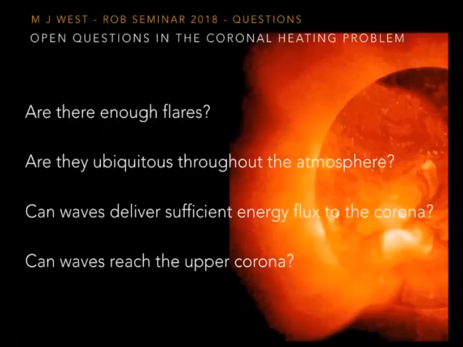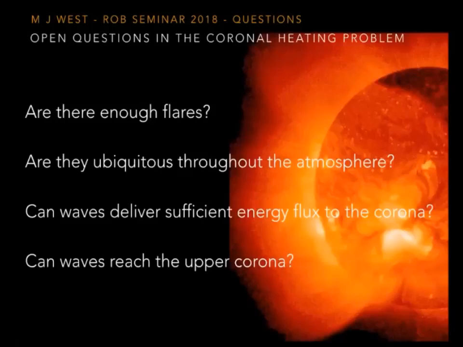So at this moment in time, we're not close to actually answering the coronal heating problem, and there are several open questions. I'm just going to present a couple of conclusions of what we have seen so far. I showed two main mechanisms of heating the solar atmosphere. The first was through magnetic reconnection and flares. And firstly, are there enough flares?